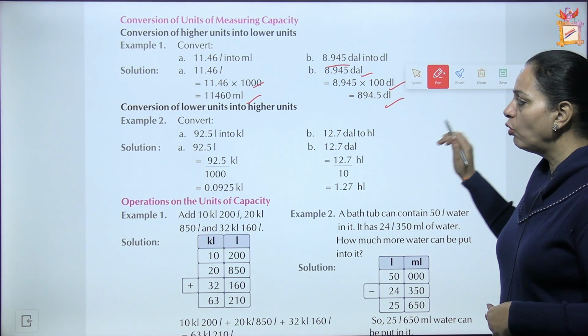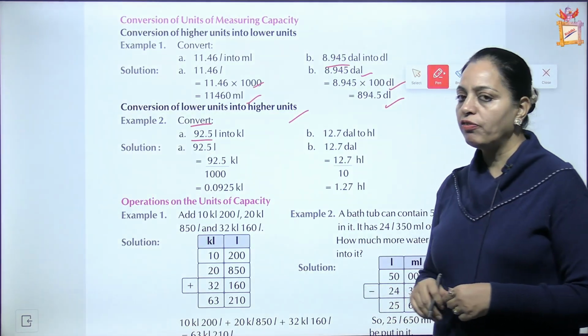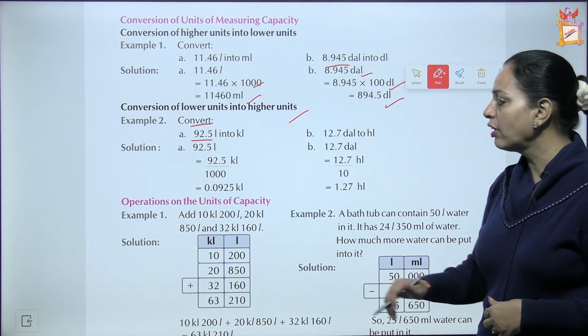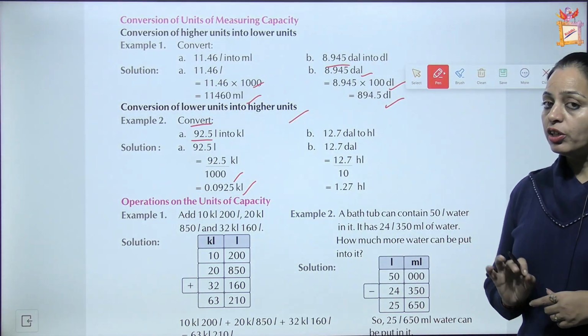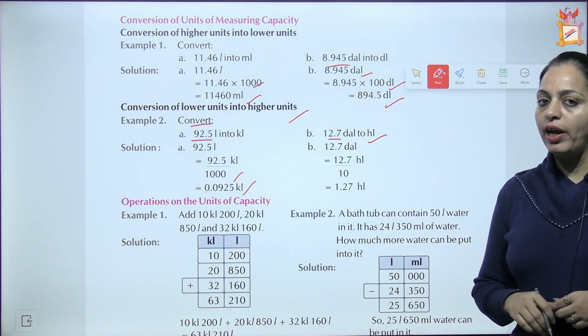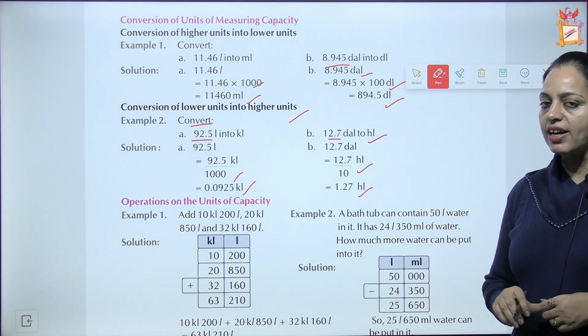Now conversion of lower to higher. See, convert 92.5 liter into kiloliter. So divide by 1000. This is the value. And write the units always, okay? B part, 12.7 decaliter to hectoliter. So divide by 10. This is the answer.